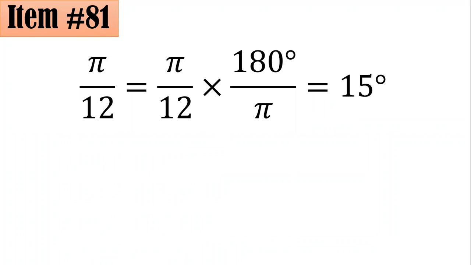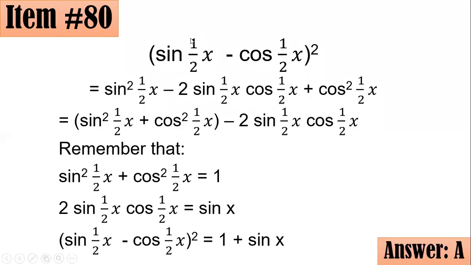What was your process in number 80, sir? Let's go back to number 80 first. What was your process? Sir, can we just do it this way, sir. Yes, yes. Good evening, everyone. Let A equal 1/2 x. So, sine A minus cosine A quantity squared. So, what is it?